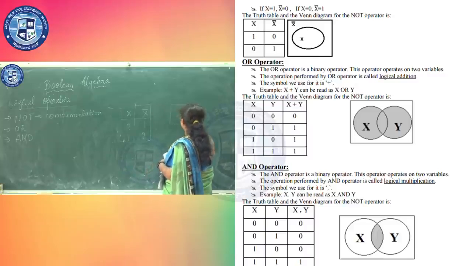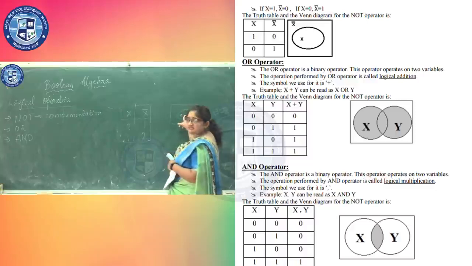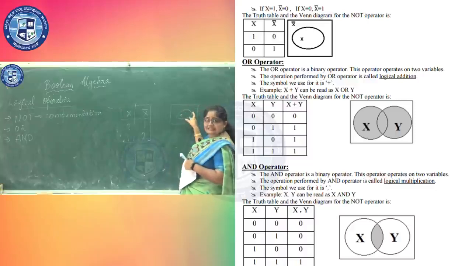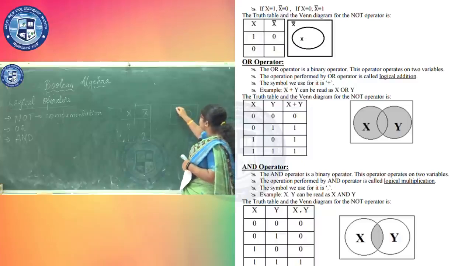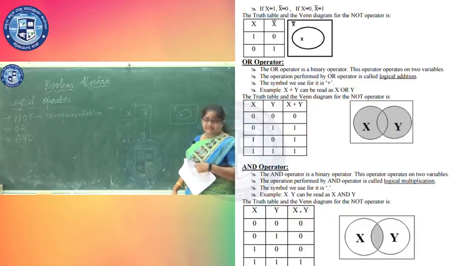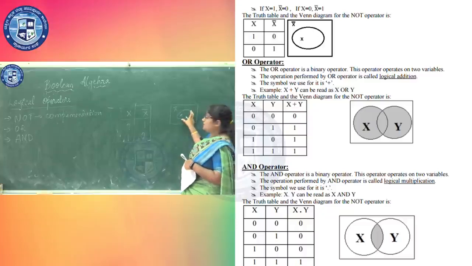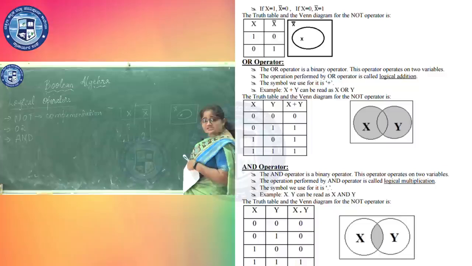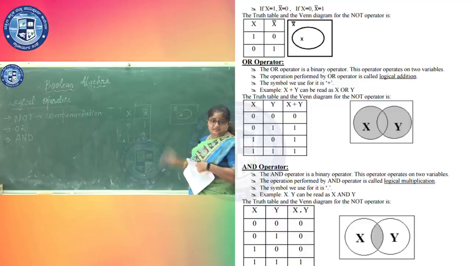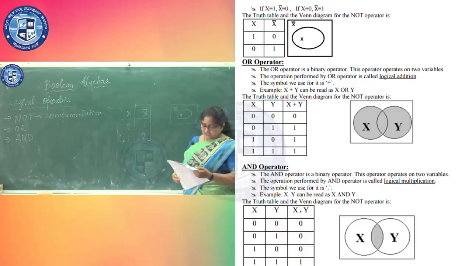In the Venn diagram, if this much part is considered x, leaving out this, the rest of the thing is x dash. This much part is called x, then the rest of the thing other than x, whatever values are there except this x, that is to be considered as x dash.